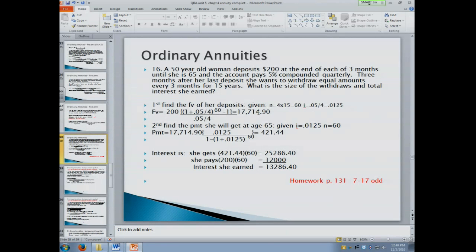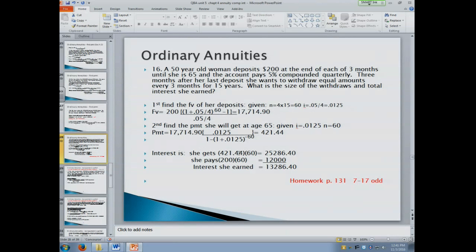So now she retires. We're at 15 years. She wants to get payments. Again, I and N remain the same because she's going to do this for 15 years in a row. So she wants to know what her payment's going to be. She knows now this turns into a present value because we're at 65 now. She's 65 years old. So her payment now for the next 15 years is $421.44.